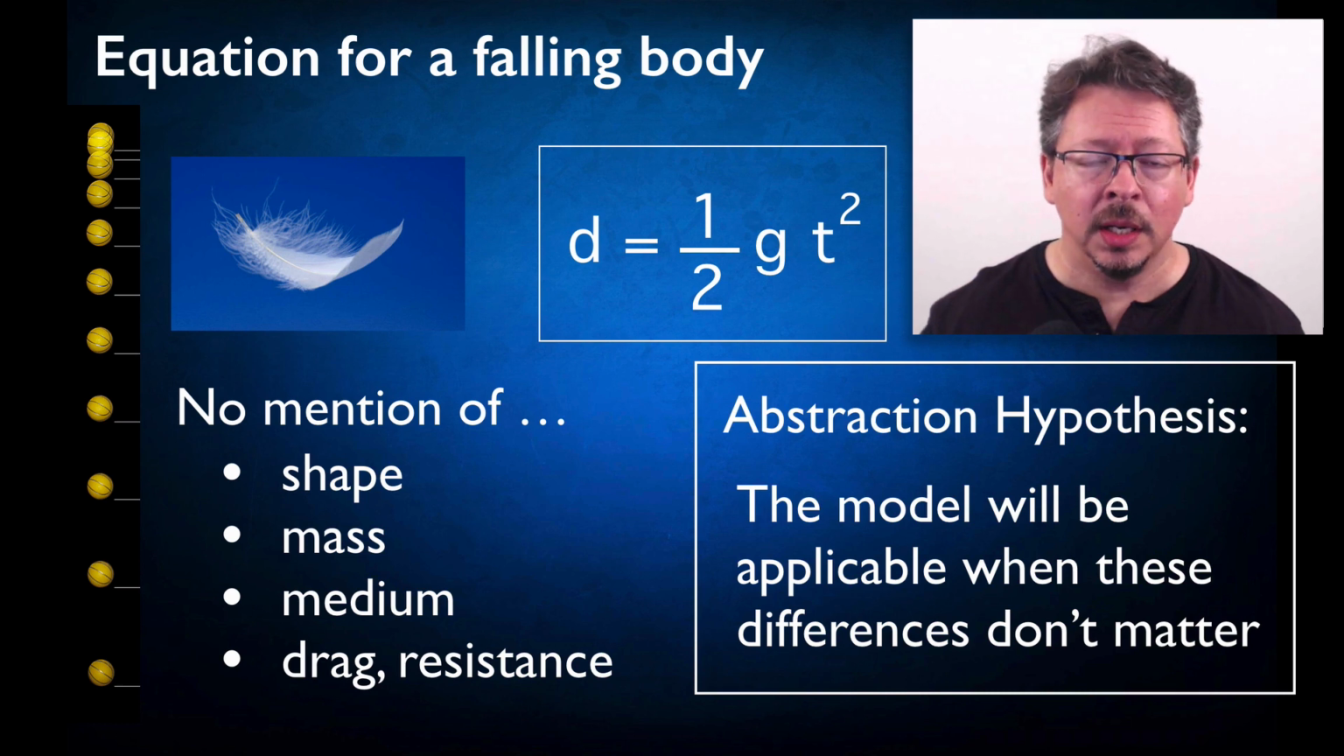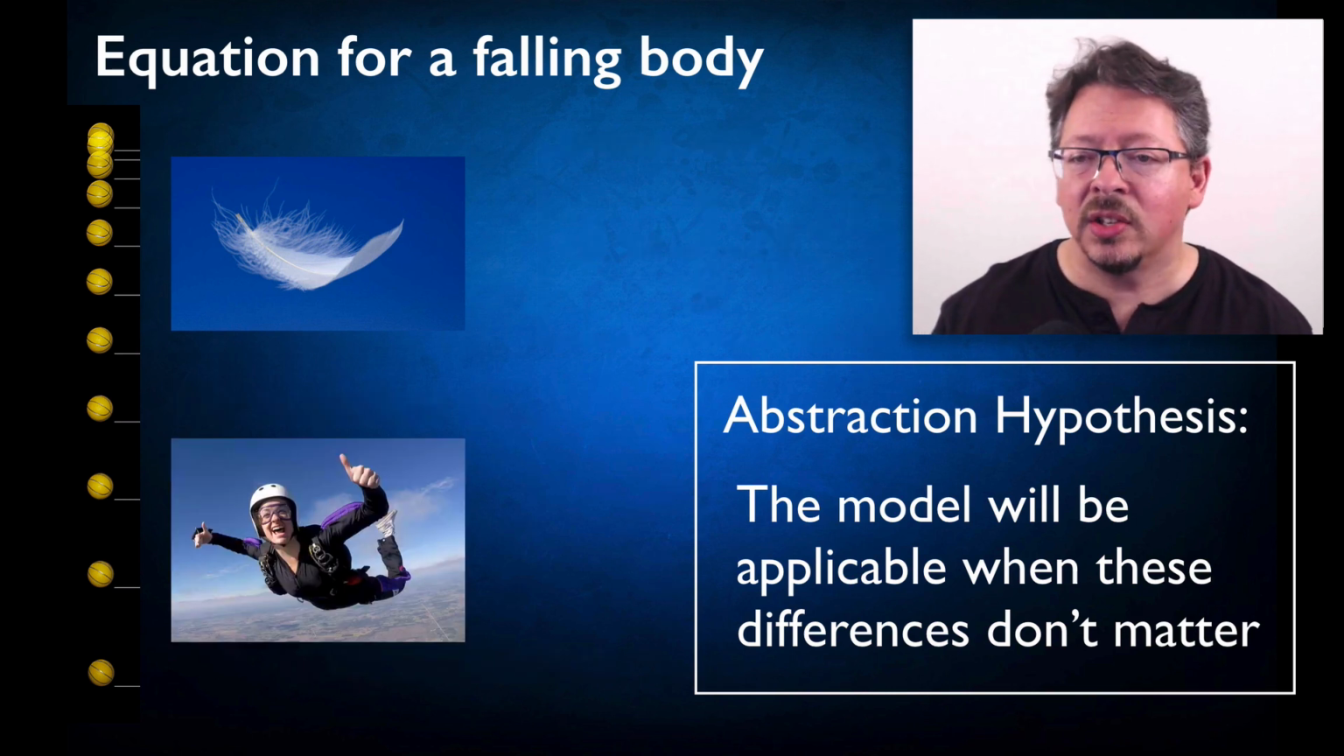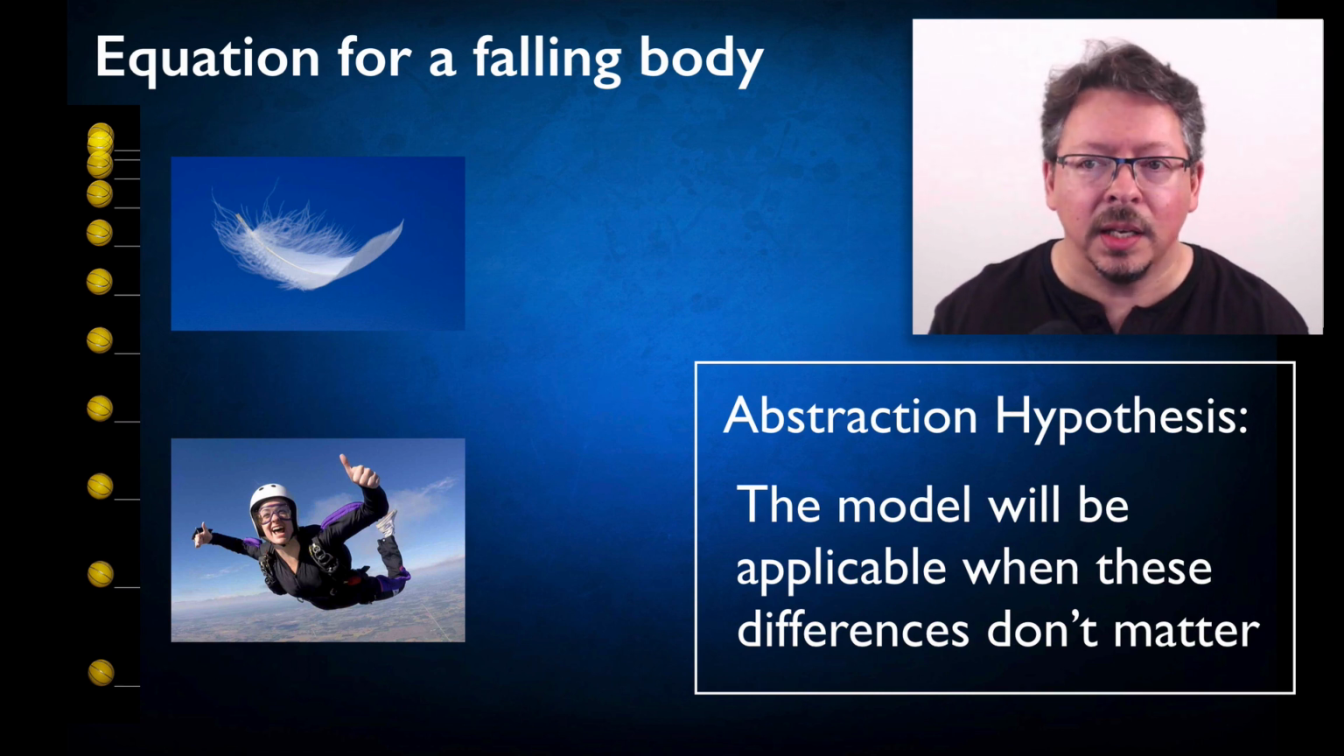What does this mean? The abstraction hypothesis, which captures the way we use models like this in our reasoning about the world, says that the model predictions will apply when differences in an object's shape and mass and the medium through which it's traveling don't matter, when we can ignore these differences. But the case of the falling feather and the falling skydiver are precisely cases where these features obviously do matter, where the shape of an object and the effects of drag and air resistance are a factor.